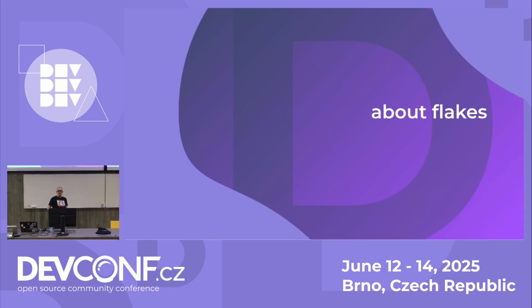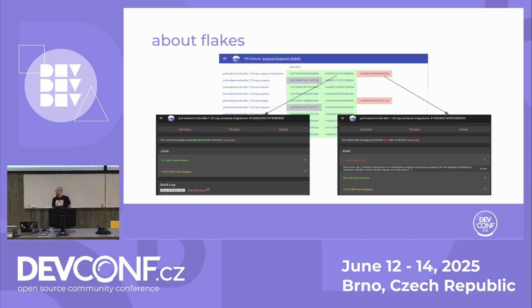So about flakes. In the upper part you see an overview of all the test runs for one pull request that has been added to a repository. The red ones resemble failed runs and the green ones resemble passed ones. And this number here is the commit ID. I hope you got it. OK.